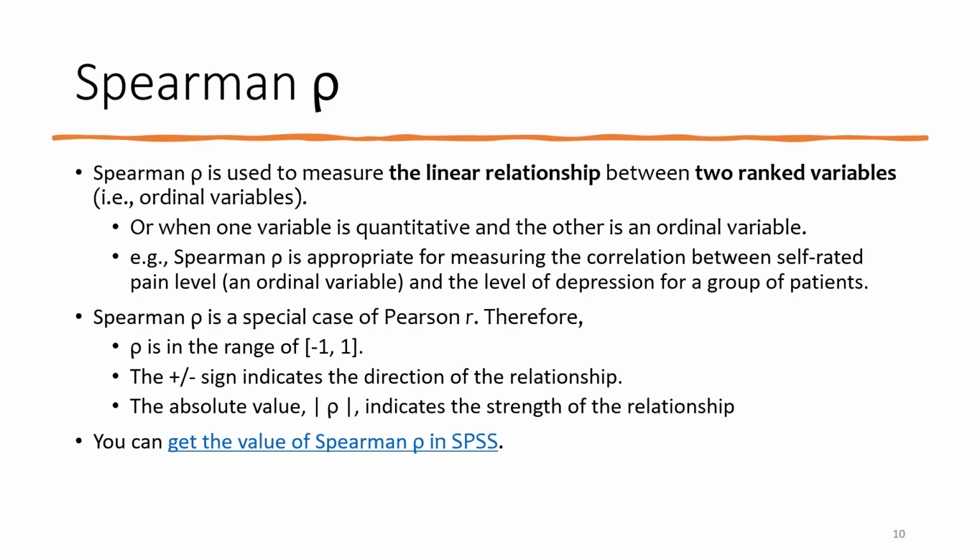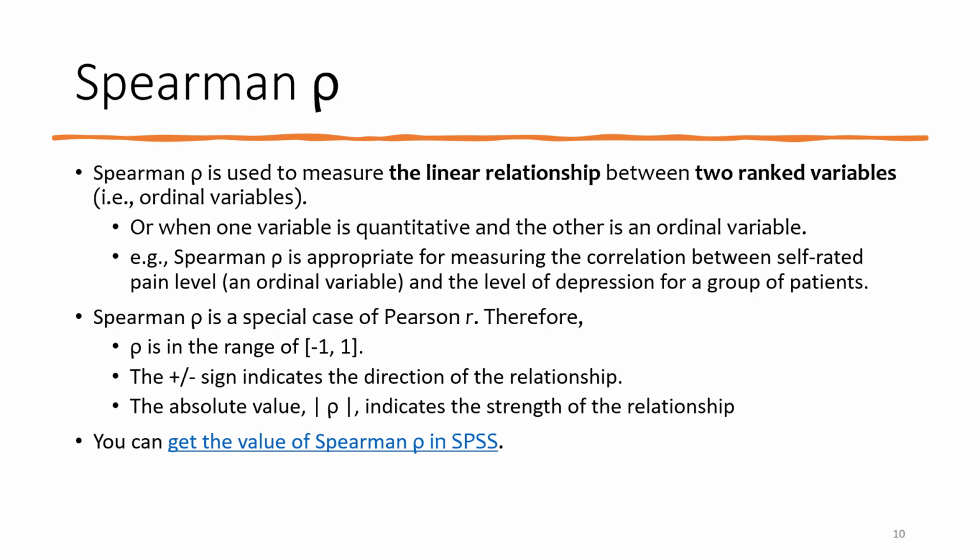Spearman's rho is a non-parametric version of Pearson's r, and it's used for measuring the bivariate relationship between two ordinal variables. Its value is also between -1 and +1, and the interpretation of the value is the same as the way you interpret Pearson's r. Keep in mind that both Pearson's r and Spearman's rho require a linear relationship between the two variables.